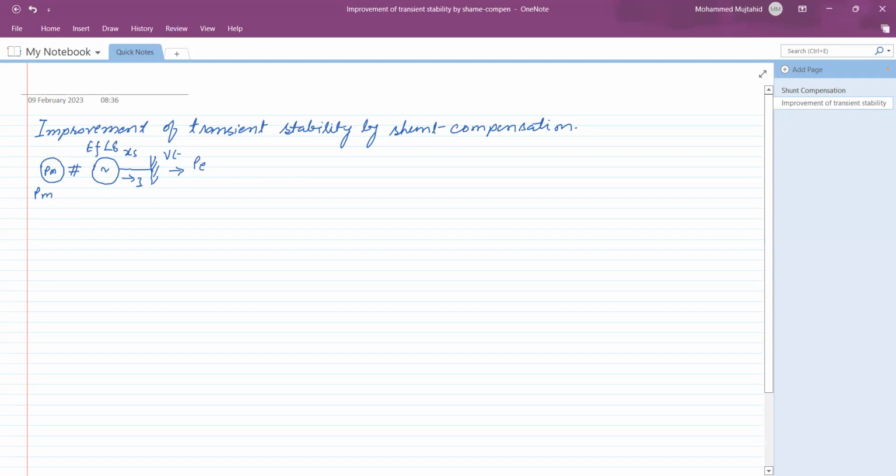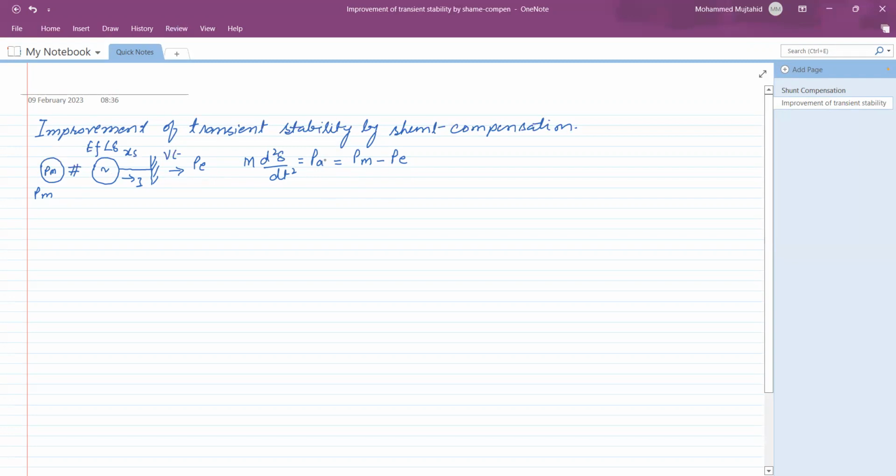So as long as your PM is equal to PE, the system is stable. It may be understood with the help of M d²delta/dt² equal to PA, that is the acceleration power, and acceleration power is nothing but the difference of mechanical input minus electrical output. That is called the swing equation. As long as the system is stable, mechanical input and electrical output are the same, and we will consider that there are no losses. Under such condition, the generator neither accelerates nor decelerates, and acceleration power is equal to 0.